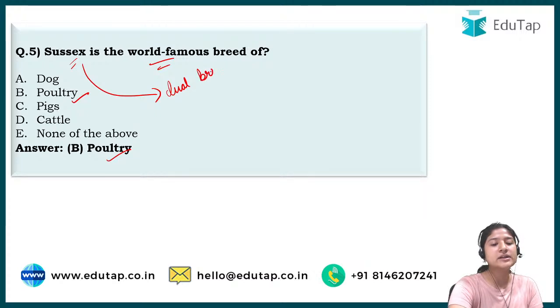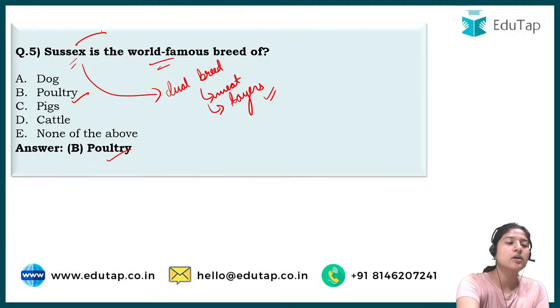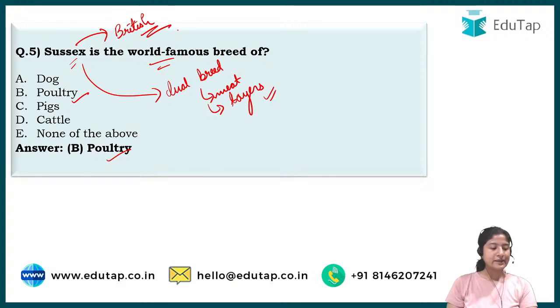Dual breed means it is also used for the consumption of its meat, and it is also a good layer. It is a good egg layer, and it is a dual breed. And this Sussex belongs to Britain, so it is a British breed of poultry. Okay, that is all you should know about Sussex.